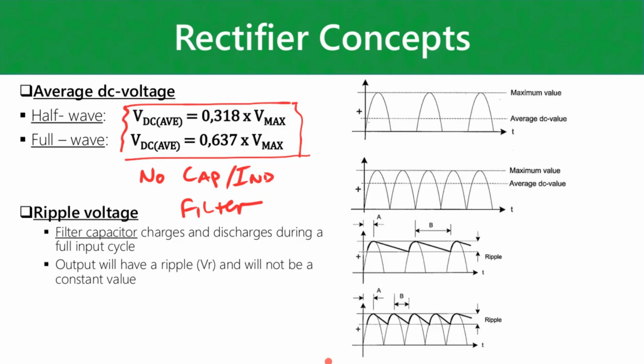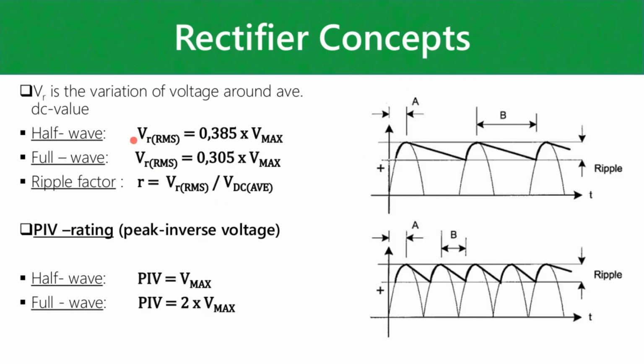And then for your ripple voltage, there are also formulas for this. This still is without filters. Ripple voltage is not just that ripple there. If you don't have a filter, then the whole thing becomes your ripple voltage, so the whole signal. That's just something that you need to keep in mind here.